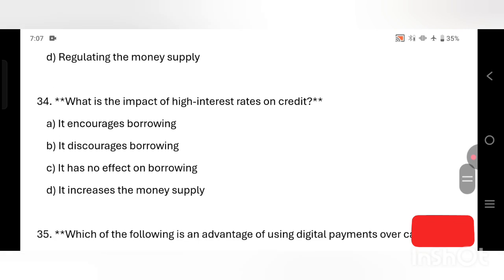Question number 34. What is the impact of high interest rate on credit? Option A, it encourages borrowing. Option B, it discourages borrowing. Option C, it has no effect on borrowing. Option D, it increases the money supply. The correct answer is B, it discourages borrowing.